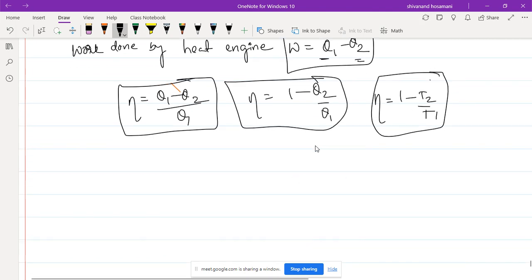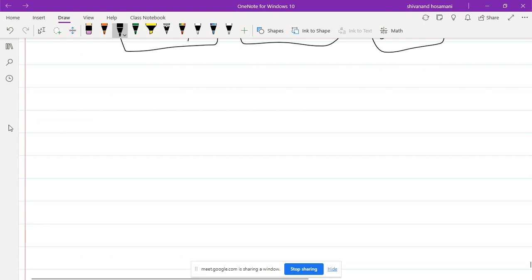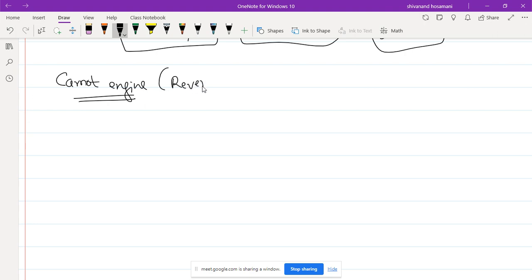So the same heat engine can be ideally calculated. But especially it's called the Carnot heat engine, or reversible engine, or ideal engine, we call it. So this is the Carnot engine, which is the one we study. The Carnot engine is also called a reversible heat engine.